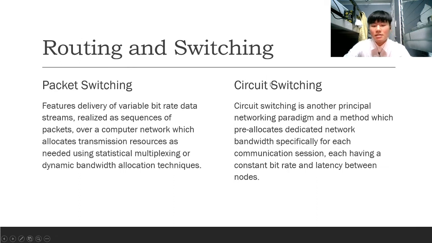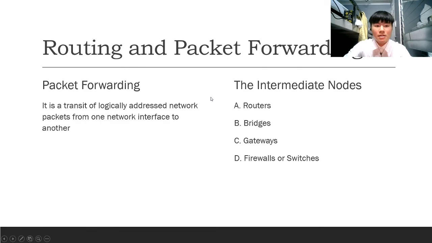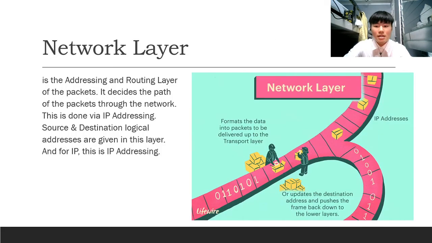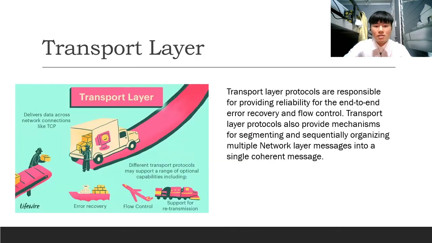And last we got circuit switching, which is another principal network paradigm and a method which pre-allocates dedicated network bandwidth specifically for each communication session, each having a constant bit rate and latency between nodes. Okay, so that's about the network layer. Now let's move on to the transport layer.